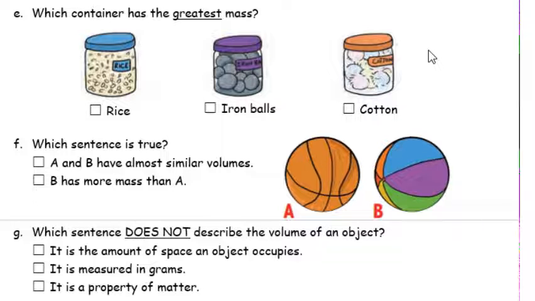Since cotton is so light, it doesn't have a high mass, so it's less mass than the others. The rice comes in the second place, and the iron balls, since the metal balls are heavy, they have more mass than the others, so we must choose the second container. The second container has more mass than the others, right?